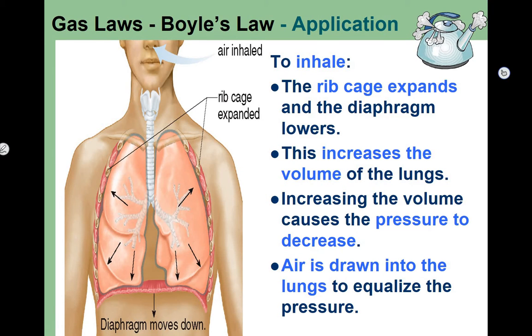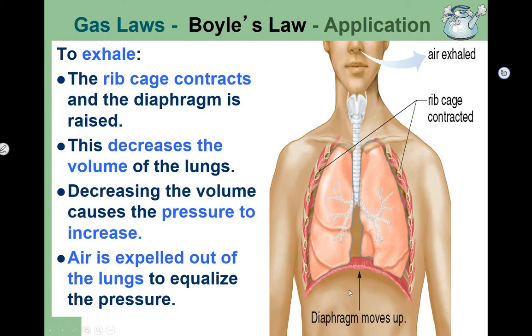So the application of this, since this is a medical chemistry class, is breathing. To inhale, the rib cage expands, so the volume increases. Because the volume increases, the pressure inside the lungs decreases, and because of that, air is drawn in through your nose. To exhale, your rib cage contracts, it decreases the volume, your diaphragm moves up, decreases the volume of your lungs, and air is pushed out. Because the pressure inside and outside needs to be equalized.